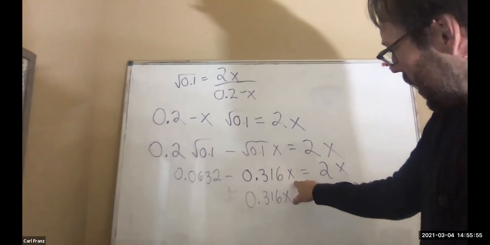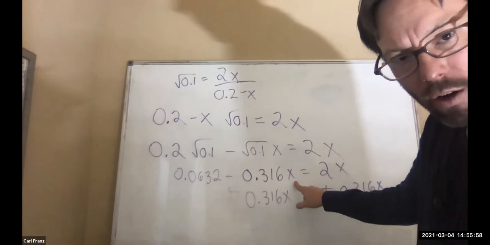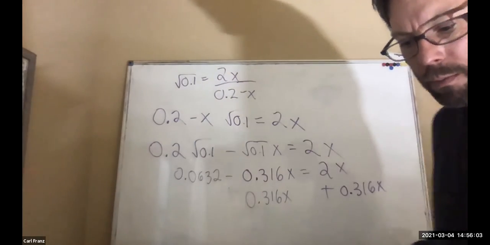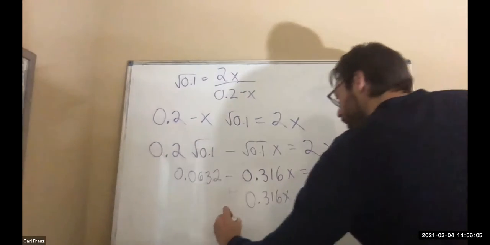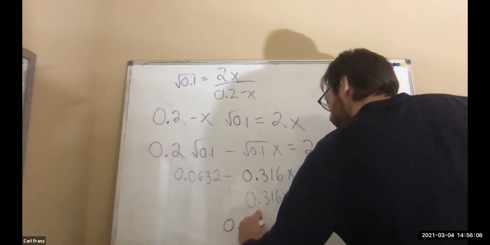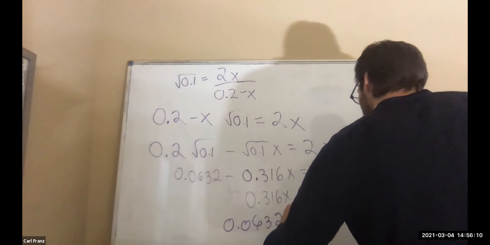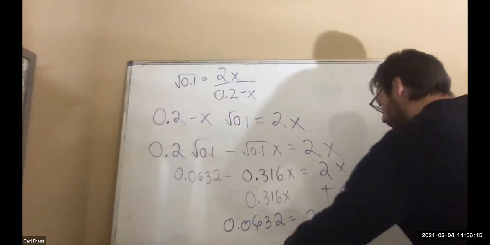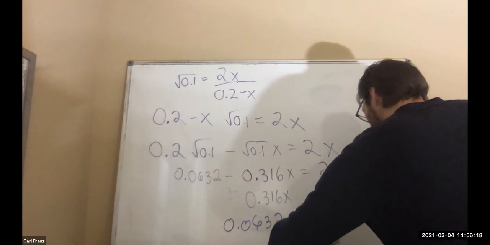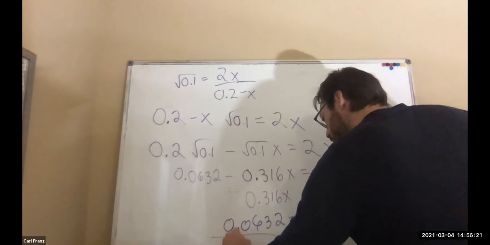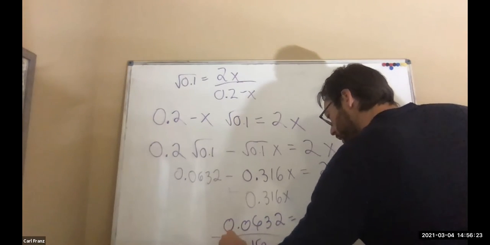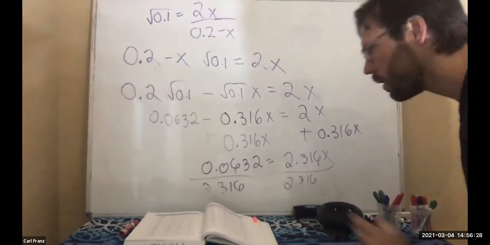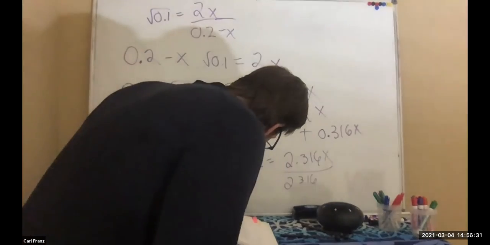So it has the same variable, so you can now add those together. So we get 0.0632 equals 2.316x. Divide each side by 2.316. I don't know if you can see this, it's getting kind of low. The 2 is not showing very well. And what do you get for that?